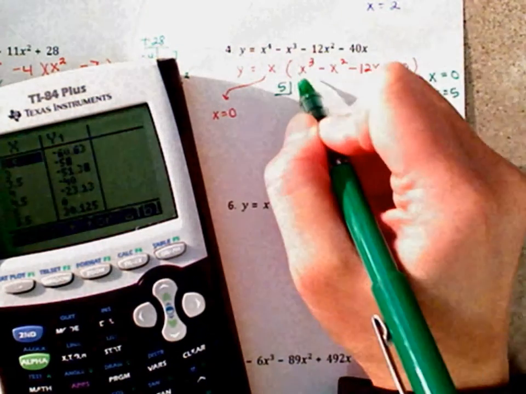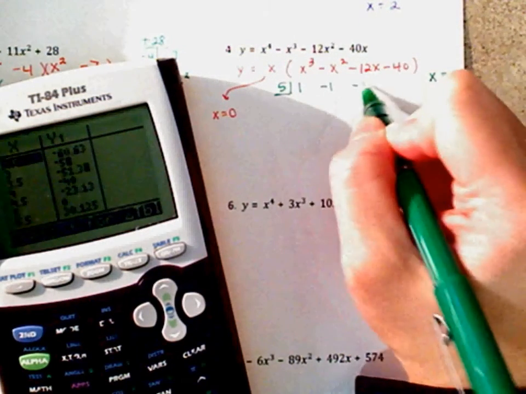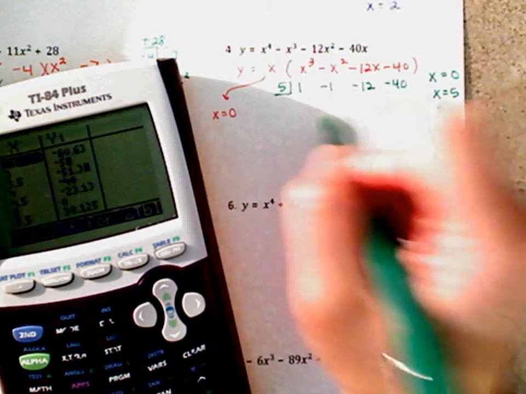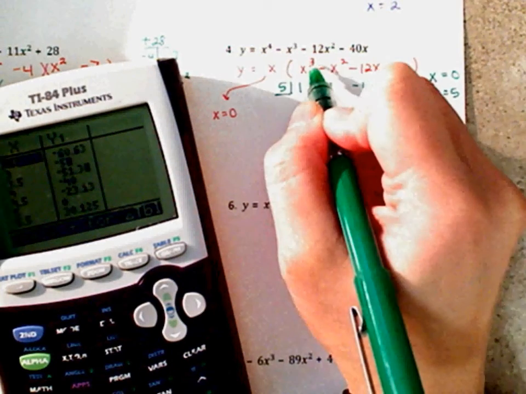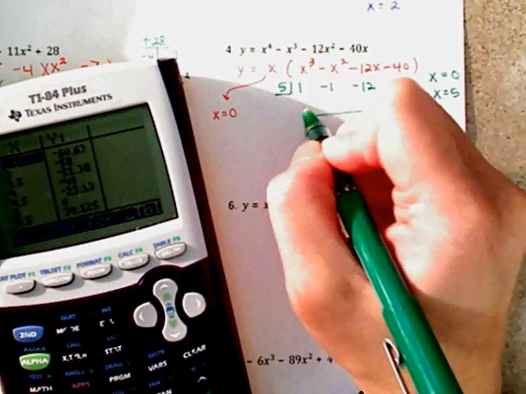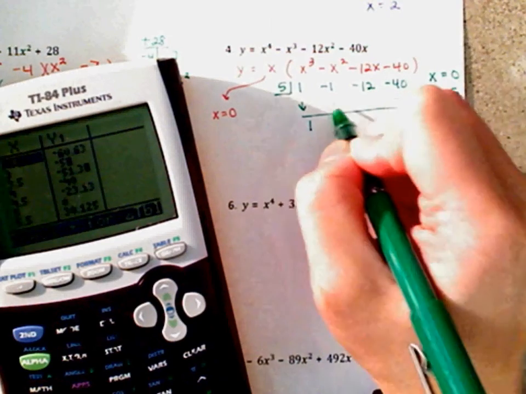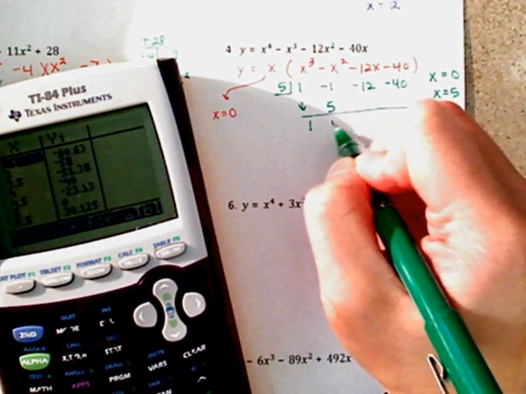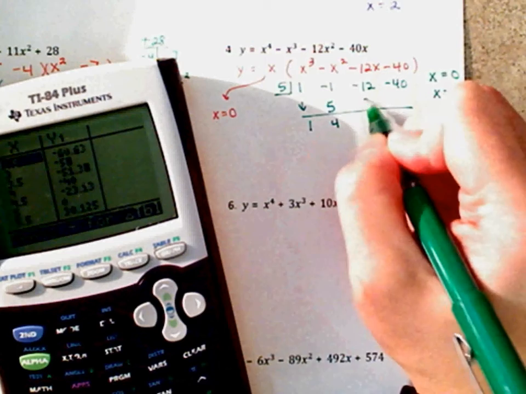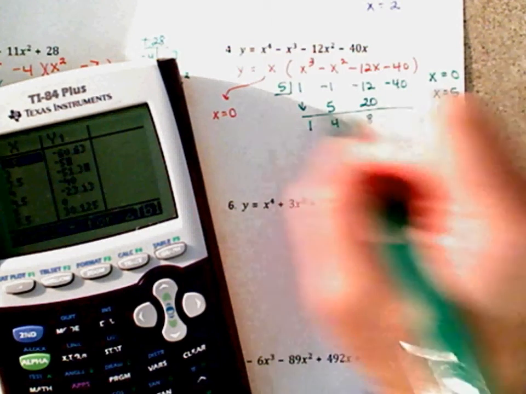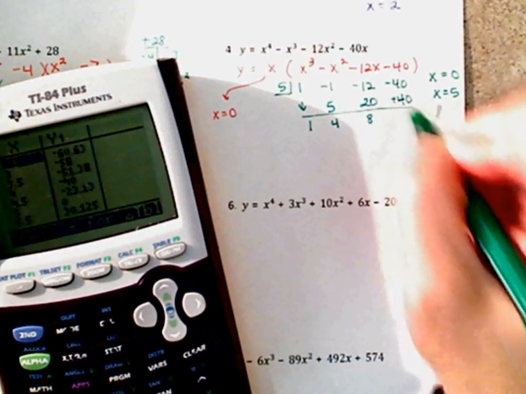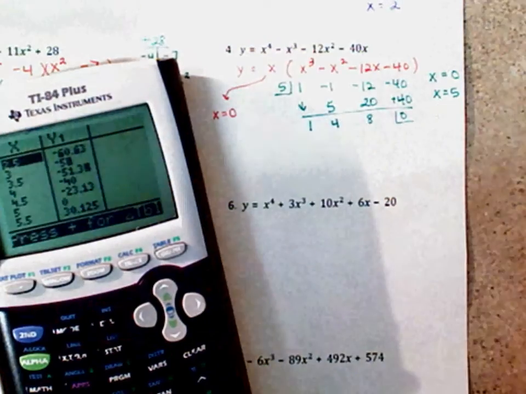Bring down your 1, negative 1, negative 12, negative 40. Notice you start off with x cubed, so this will end up in x squared. 1 times 5 is 5. You add, that leaves you 4. 4 times 5 is 20. You add, that leaves you 8. 8 times 5 is positive 40. Okay? So there you have that one.